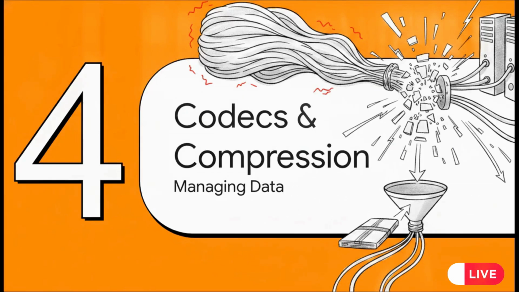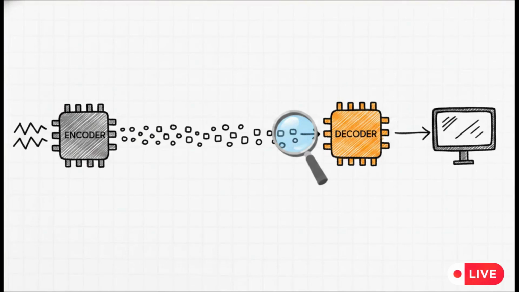Section 4. Codecs and data compression. So, in the real world, trying to push 22 gigabits of raw 4K video over standard physical networks will instantly crash our systems. Let's see how we actually manage that much data. To avoid completely maxing out our bandwidth, we utilize codecs. The word codec is just a clever little mashup of coder and decoder.